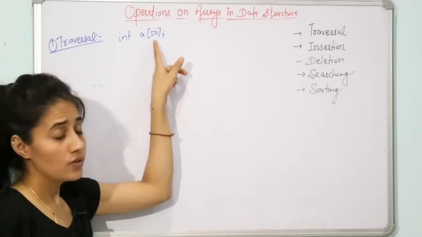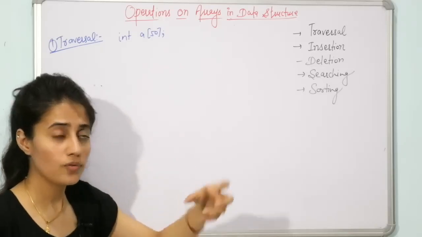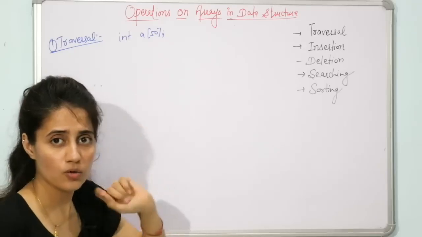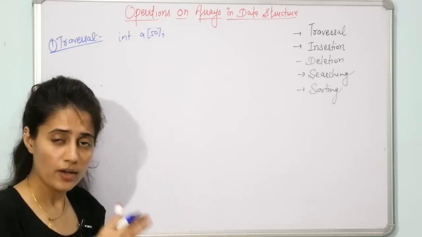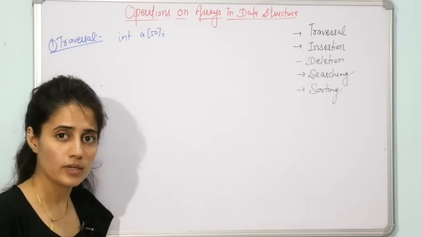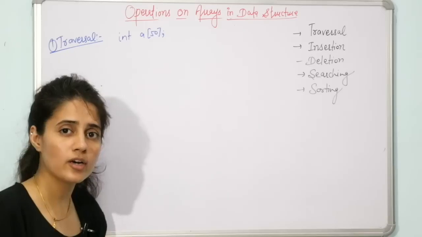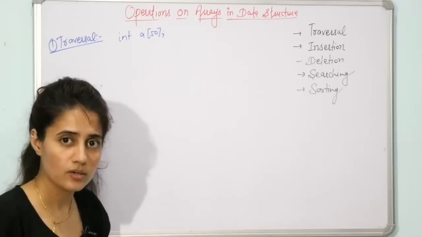Why are we taking this 50? Because it is fixed size. Once you declare the size of the array at compile time, you cannot change it at runtime. That is a drawback of the array. Another drawback is that an array does not have any bound checking property at runtime. So it is the job of the programmer to write the code for checking the boundary of the arrays in the program.